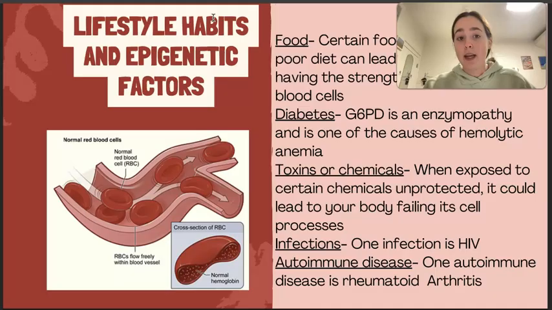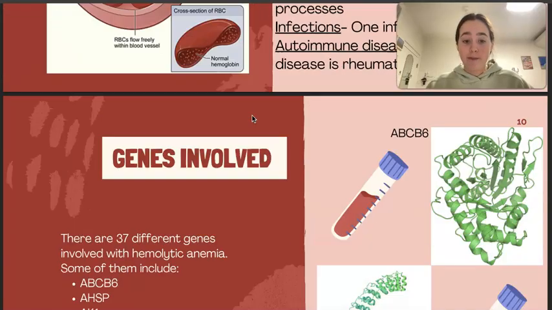Infections. One infection that can lead to hemolytic anemia is HIV. And an autoimmune disease is rheumatoid arthritis, which is something I learned can happen when you get older, and something you have to be careful for.